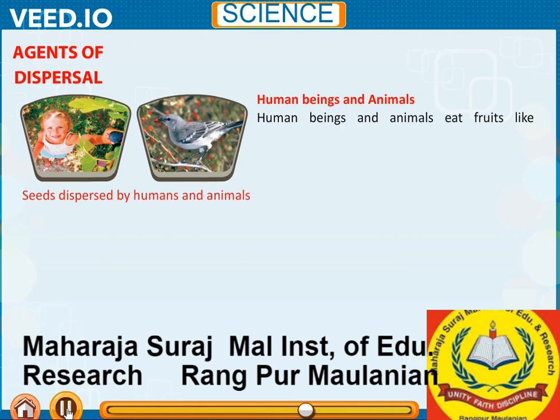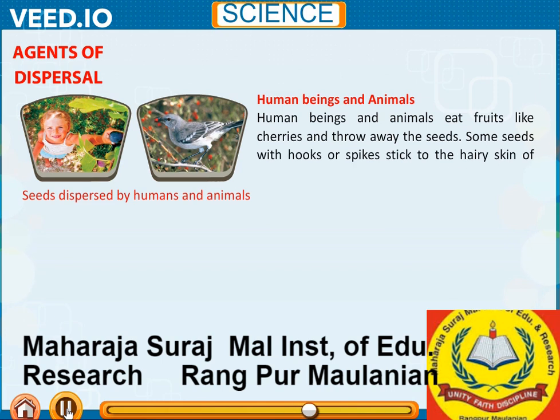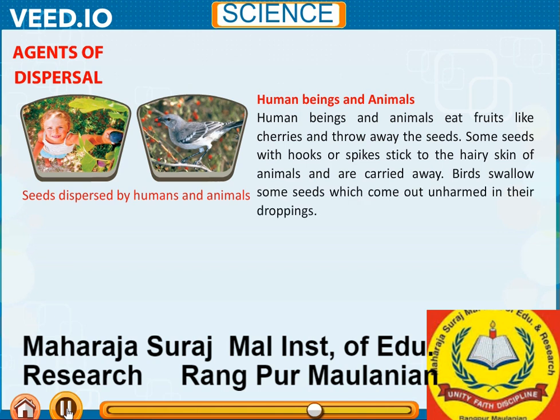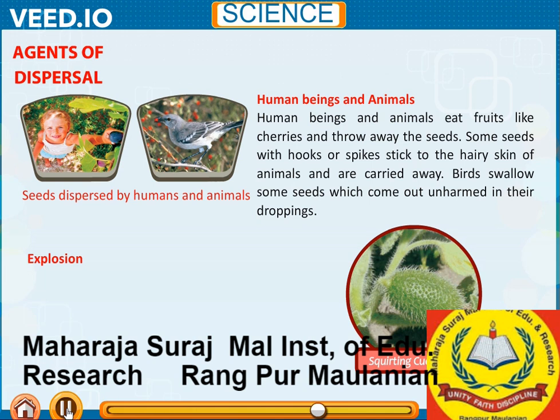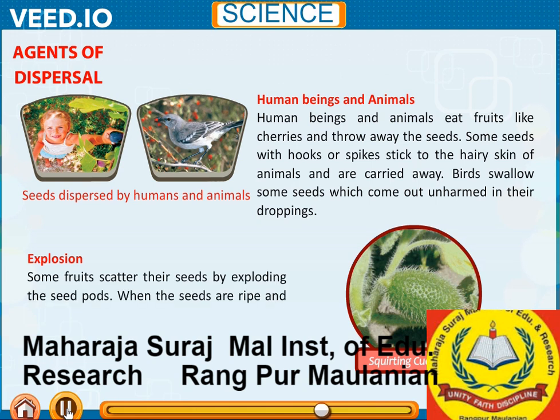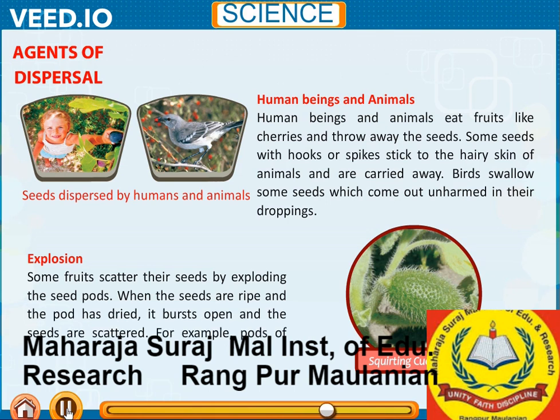Human beings and animals. Human beings and animals eat fruits like cherries and throw away the seeds. Some seeds with hooks or spikes stick to the hairy skin of animals and are carried away. Birds swallow some seeds which come out unharmed in their droppings. Explosion. Some fruits scatter their seeds by exploding the seed pods. When the seeds are ripe and the pod has dried, it bursts open and the seeds are scattered. For example, pods of squirting cucumber spread their seeds by explosion.